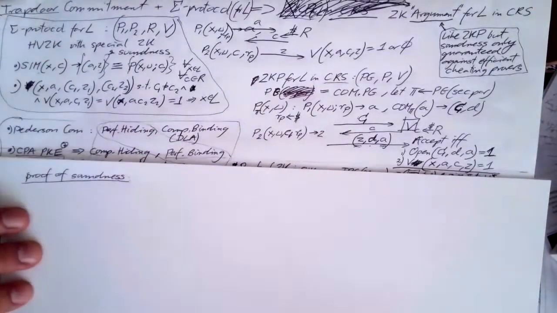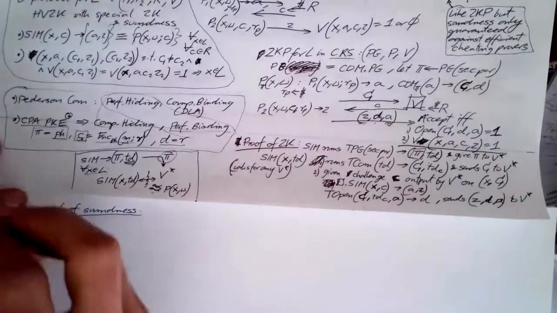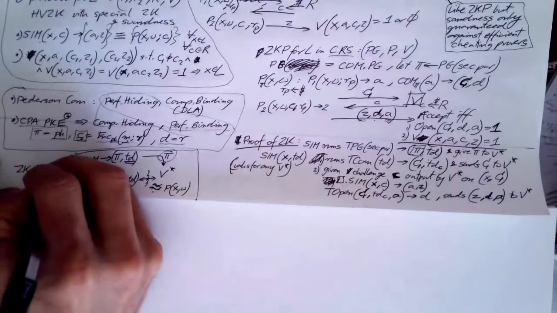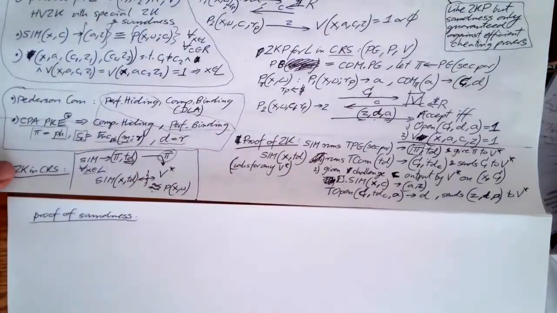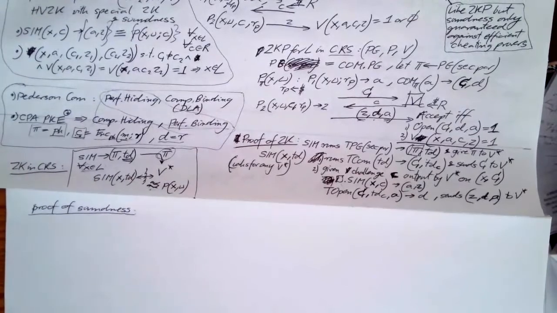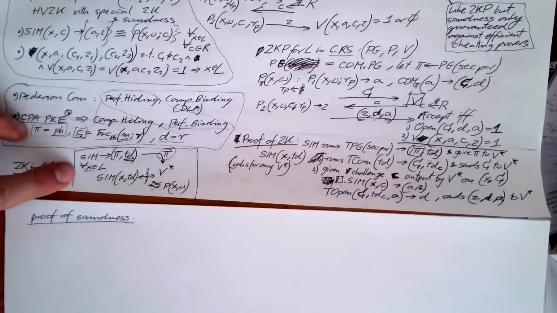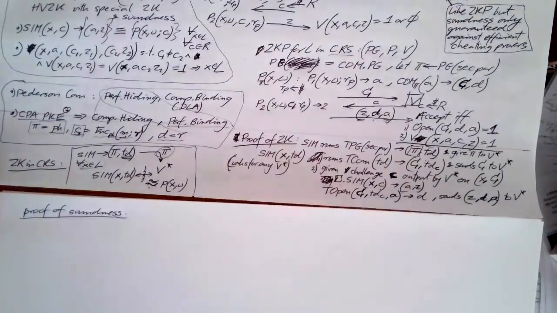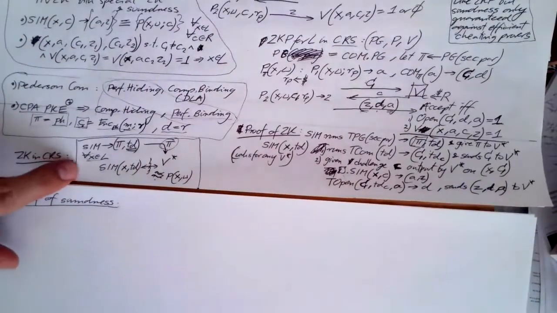Okay, so just like we drew this picture of what is zero knowledge, so this, by the way, is zero knowledge in the CRS model. I hope you're okay if I just sketch it essentially, and not give a formal definition.